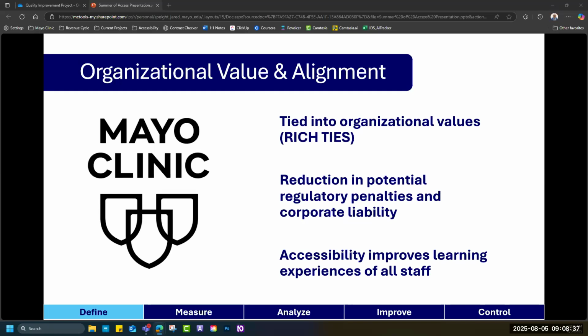We also tied our project to practical outcomes. Improving accessibility doesn't just reduce barriers, it can also help reduce regulatory risk and potential liability by ensuring we meet our legal standards. And even more than that, accessibility enhances the learner experience for all staff, not just those with a disability. I think this commitment matters. Mayo Clinic has been recognized as a best place to work for diversity and inclusion for 6 consecutive years. And I feel like projects like this can help reinforce that recognition and continue to move us towards even greater inclusivity.